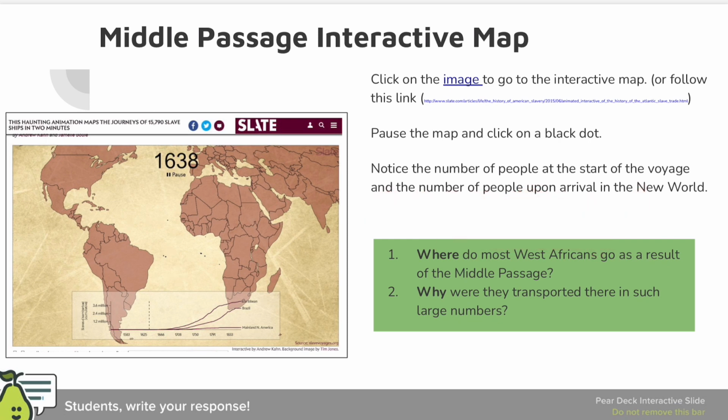Yes, the dots represent individual slave ships, and they correspond with the size of each voyage. So the larger the dot, the more enslaved peoples are on board. So what do you notice about those dots as it goes from Old World to New World? Does the population change in the middle of the Middle Passage?